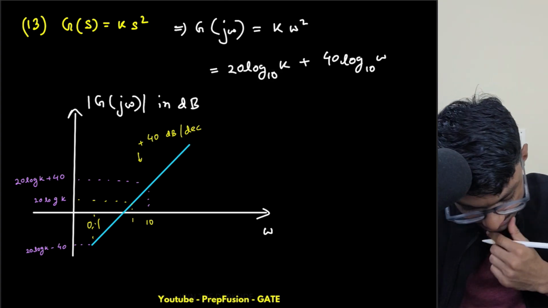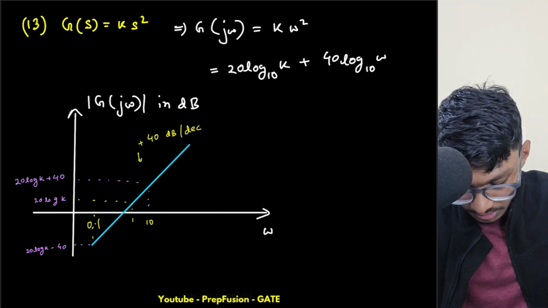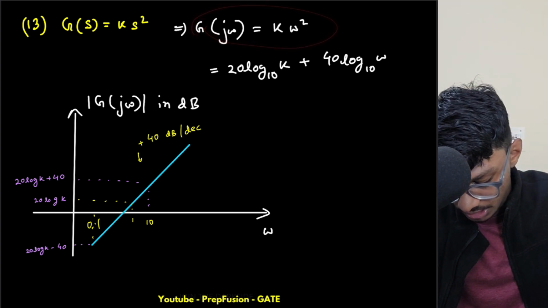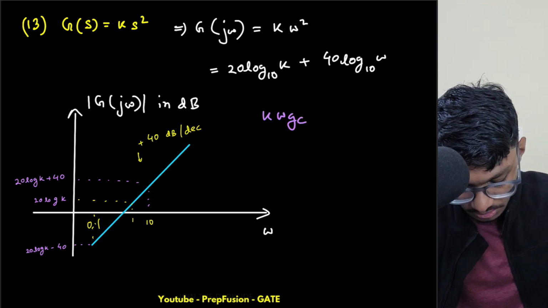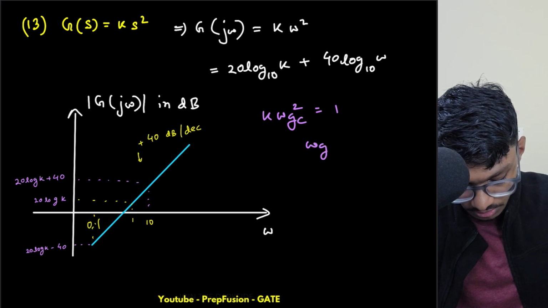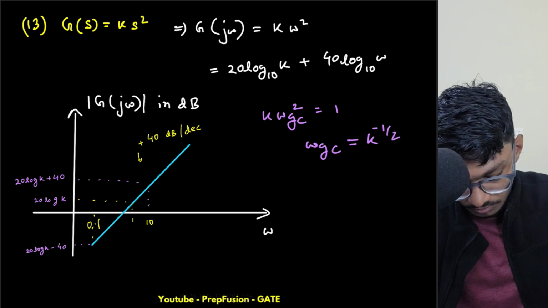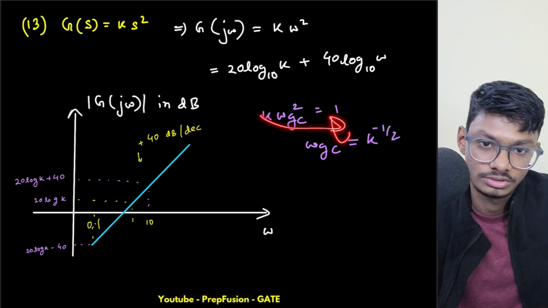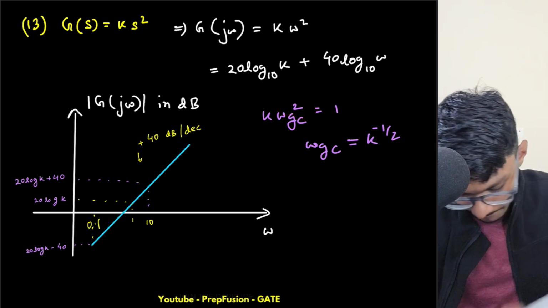Now let us calculate omega gc. Two ways you can do it. Either you can make this equation equal to 1. If you make this equation equal to 1, you find that k omega gc squared equals 1. So omega gc will be k raised to power minus 1 by 2, because this k goes to the other side, and taking the square root of both sides, this is k raised to power minus 1 by 2.